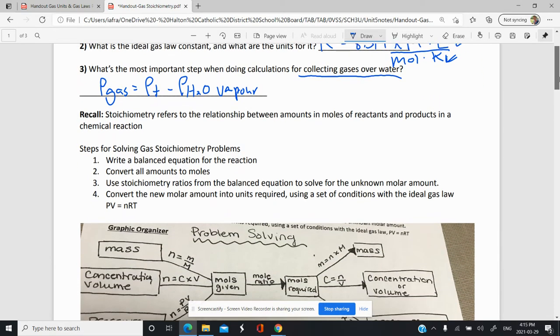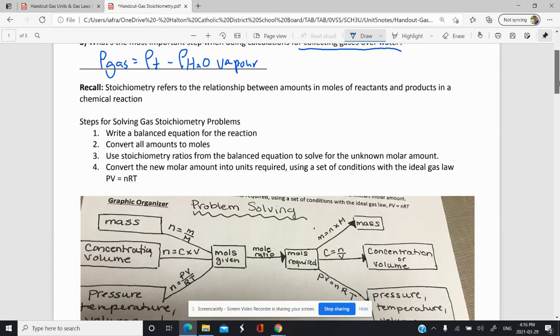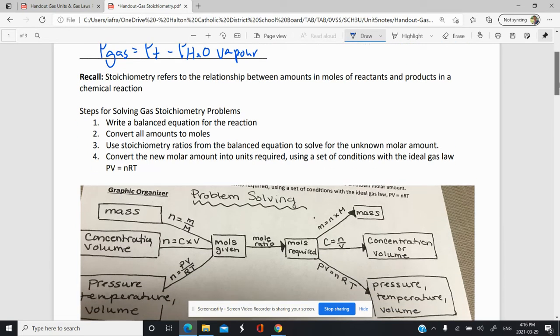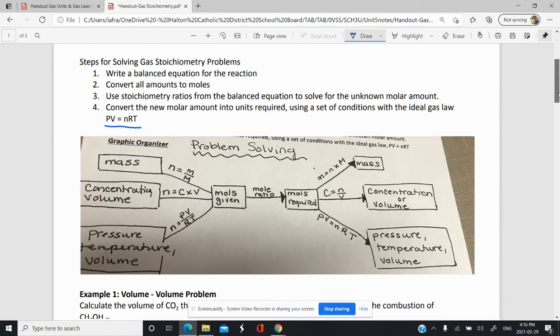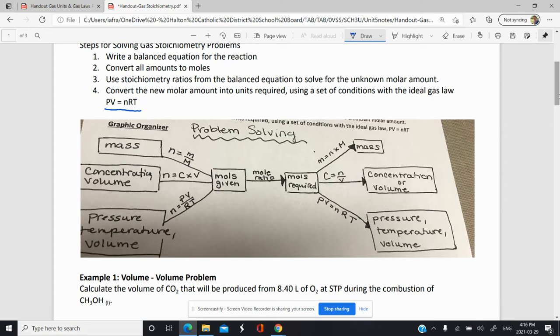That's the most important step before you can continue doing any more problems with collecting gas over water. But our focus in this lesson, after that warm-up, is to do stoichiometry using the ideal gas law. Stoichiometry is going to work much the same way it did in other units. We're going to write a balanced equation, convert all amounts into moles, use mole ratios to find the unknown, and then convert that into what we're looking for. For example, it might be the volume, or it could be the pressure. Either way, we're going to use PV = nRT, especially when we're dealing with gases. This graphic organizer is a way to remember what to do when doing stoichiometry.